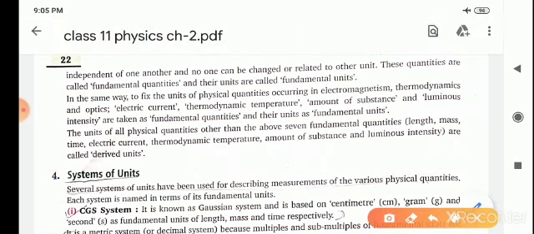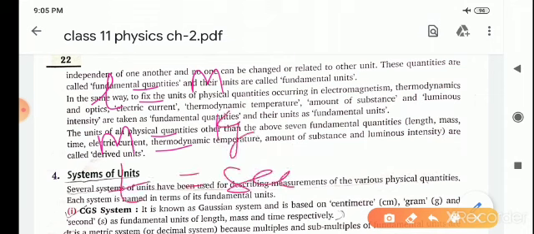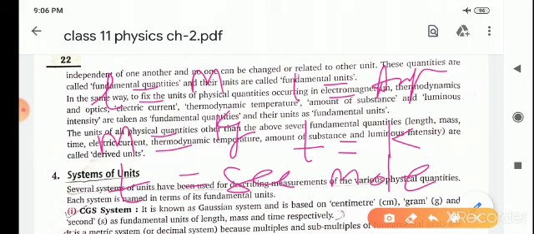Listen, the unit of length is meter, the unit of mass is kilogram, the unit of time is second, electric current I is ampere, thermodynamic temperature is kelvin, amount of substance is mole, and luminous intensity is candela. Okay, children.